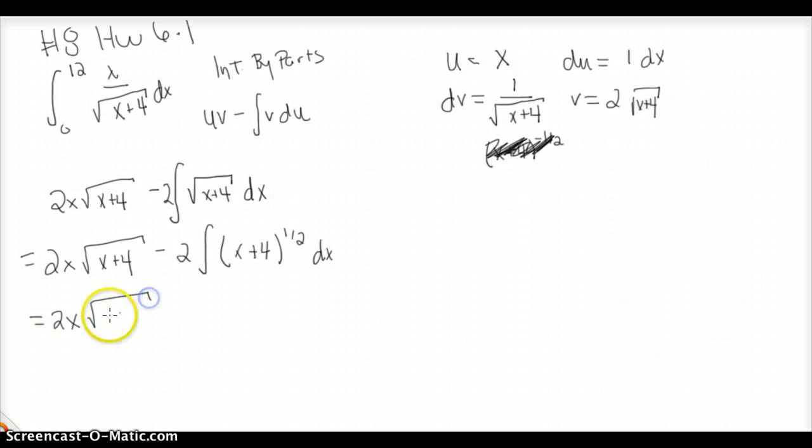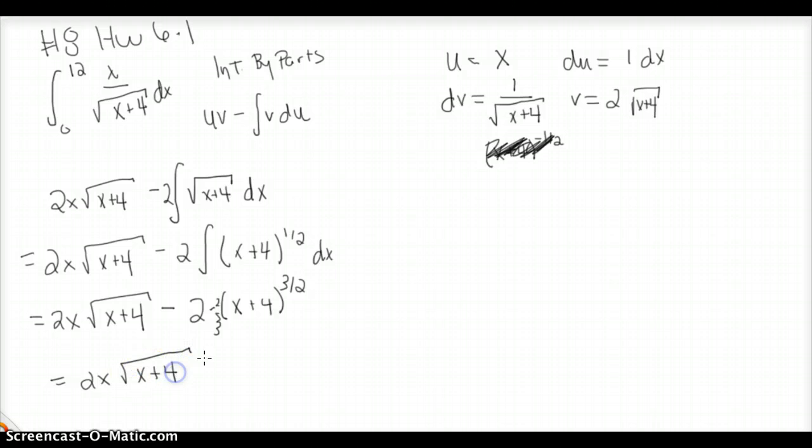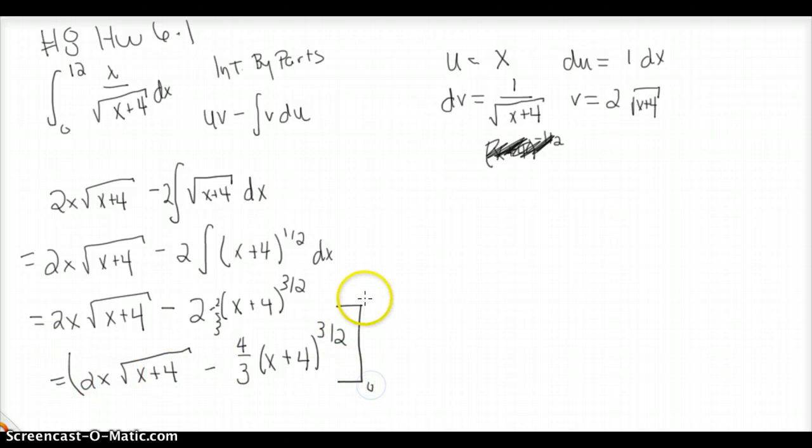So we end up with 2x square roots of x plus 4 minus 2 times x plus 4 to the 3/2, and then we're going to multiply by the reciprocal 2/3 to compensate. Finally, we get 2x square roots of x plus 4 minus 4/3 times x plus 4 raised to the 3/2. Now the next step is to evaluate this expression from 0 to 12 because we're finding a definite integral.